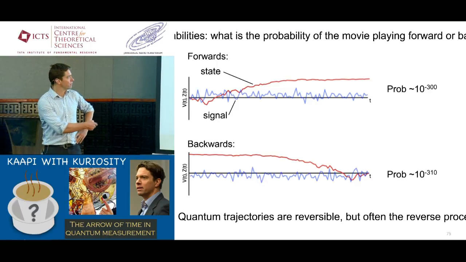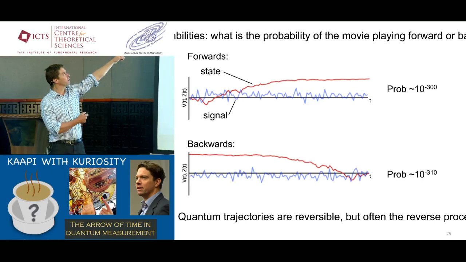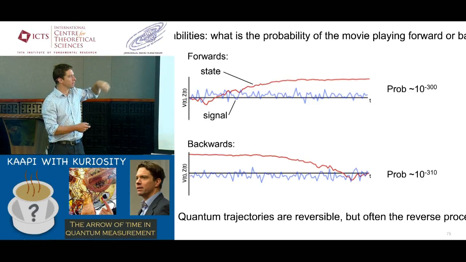So if I was a betting man, I would say, I'm pretty sure this top one is the forward one, path one, and this bottom one is the backward one. Because I could tell just by looking at the probabilities.